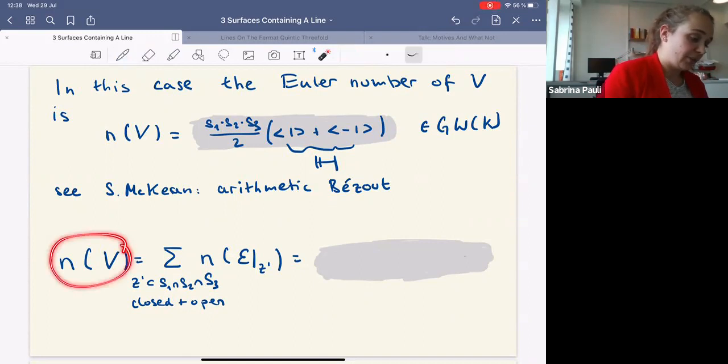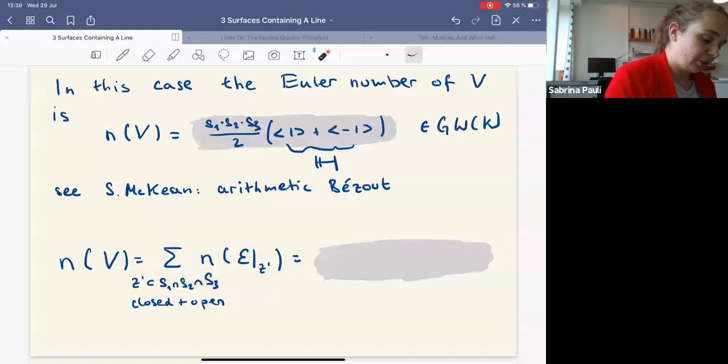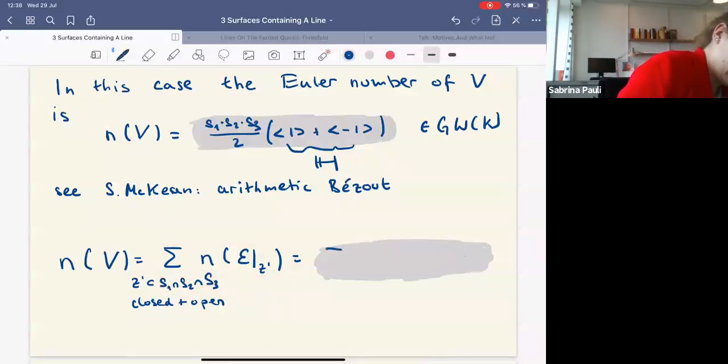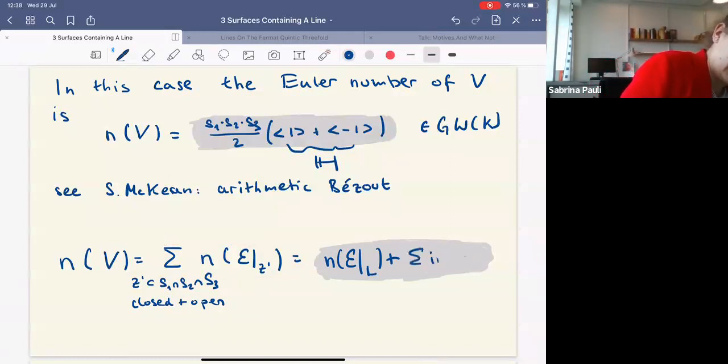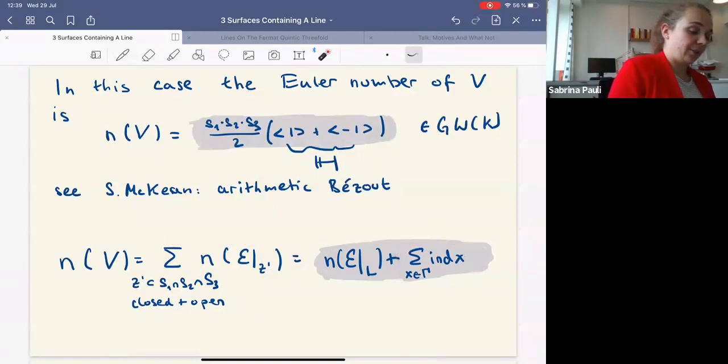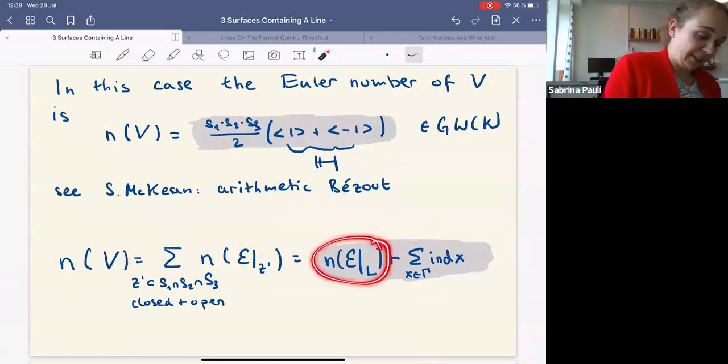So the Euler number of this bundle V is equal to the sum of Euler numbers of the closed and open components of this intersection. So this was, first of all, the Euler number of this excess bundle restricted to our line L, plus the Euler numbers of these excess bundles on the points, but this is just the local indices. And I want to compute this. I have already computed this, so let's figure out what this here is.